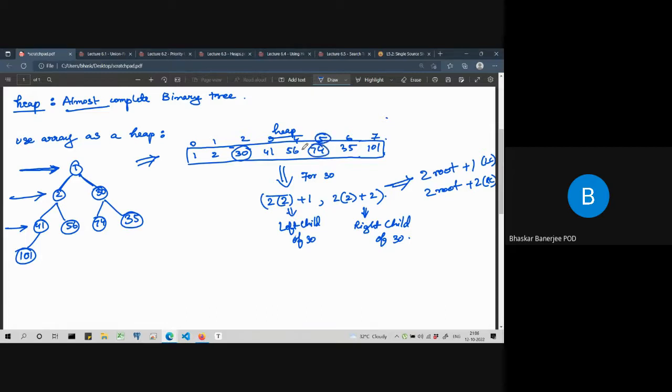The element there is 74, and here it is 2 2s are 4 plus 2 is 6. The sixth index is 35. So 30 was the parent, and we got 74 and 35 as the left and right child. You verify it with the heap: 30 is the parent, 74 and 35 are the left and right child. Fine. So this is how you represent a heap while doing the program in the form of an array.